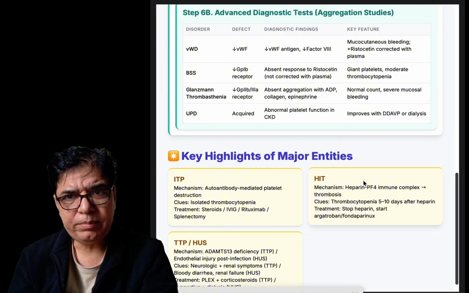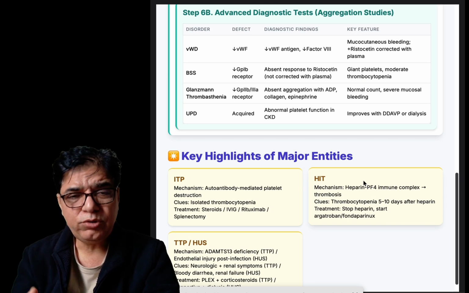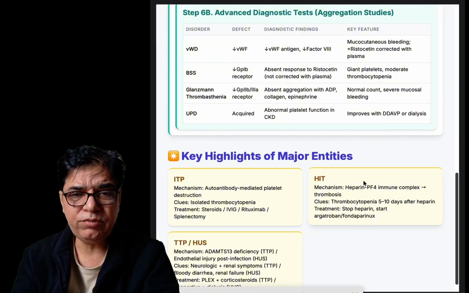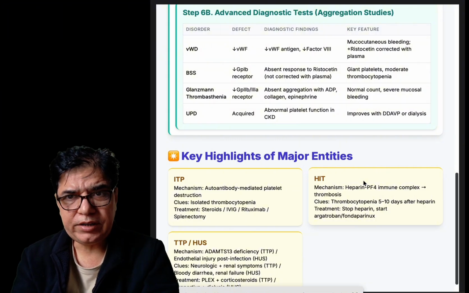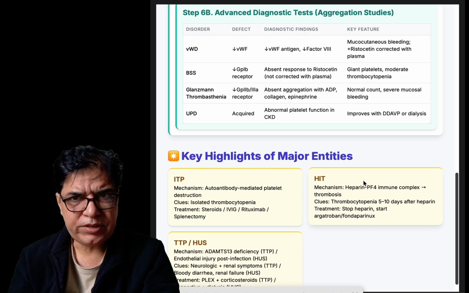Because remember, von Willebrand disease is the most common of all these, and there is a reduced von Willebrand activity. And how do we know? We do the von Willebrand assays, and you see a reduction in the von Willebrand antigen and a decreased factor 8. So these kids present with repeated mucocutaneous bleeding, usually epistaxis.